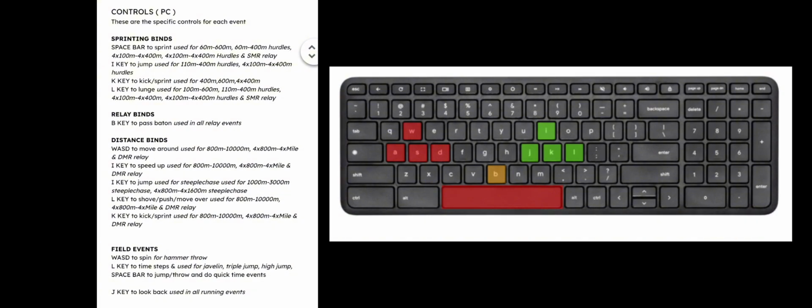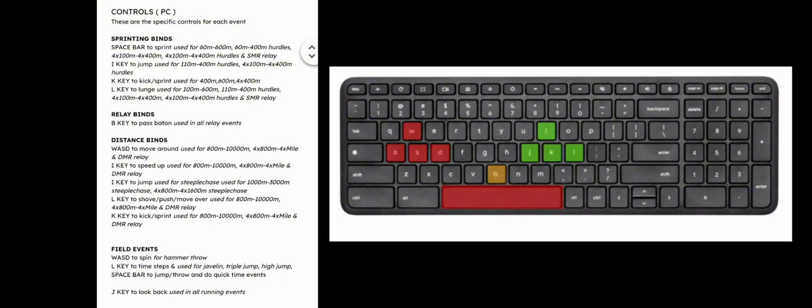And the last key is the space bar. The space bar is used for jumping. So once you time your steps, it's what's used for jumping or throwing. Just so you know that.